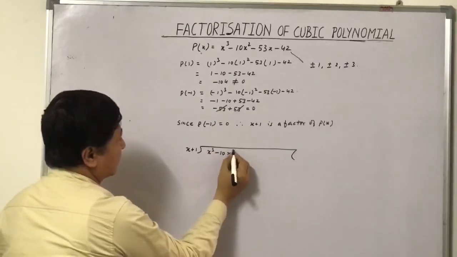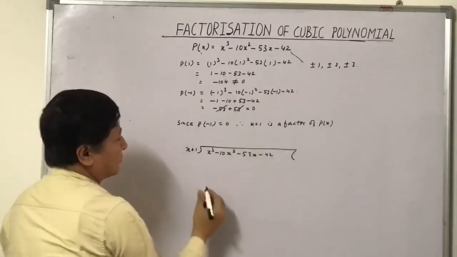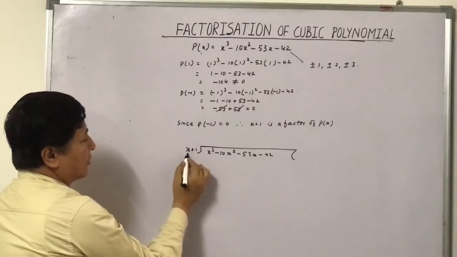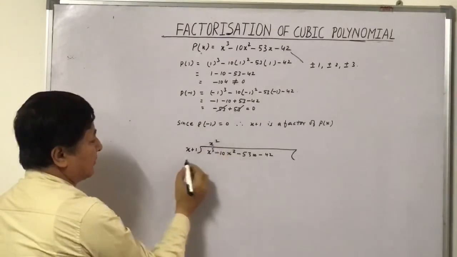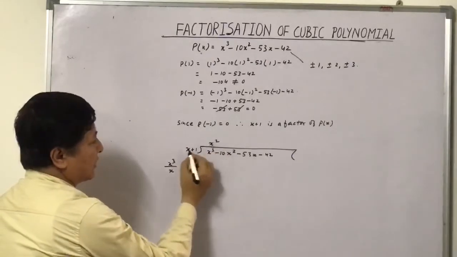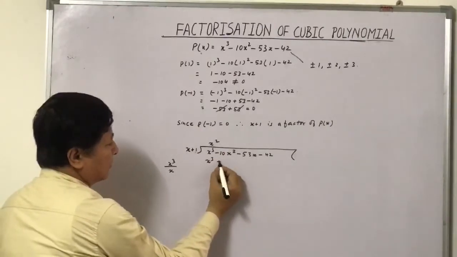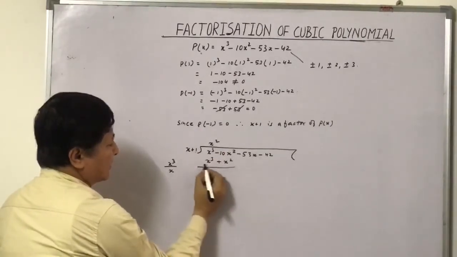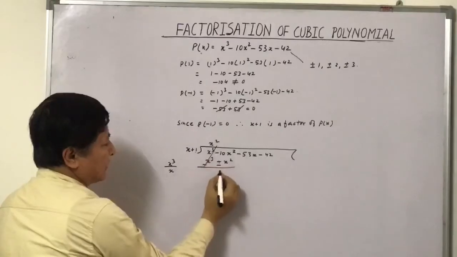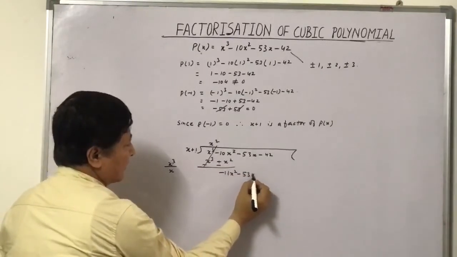Minus 10x square, minus 53x, minus 42. So x cube upon x makes x square. x square into x, x cube. x square into 1, plus x square. Change the sign, minus, minus, cancel. This makes minus 11x square, minus 53x.